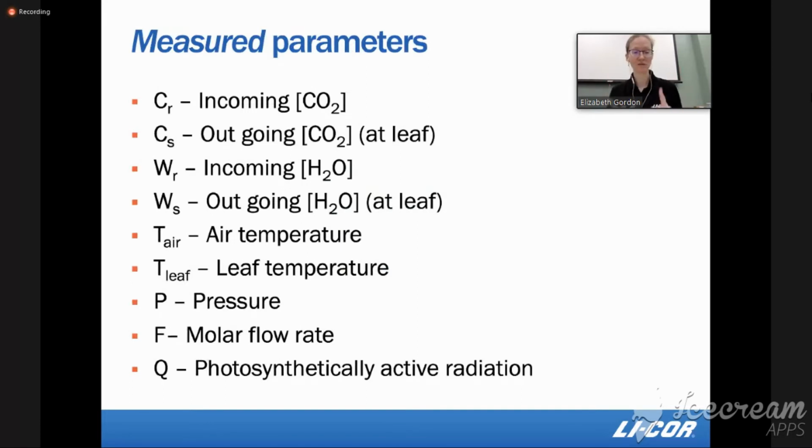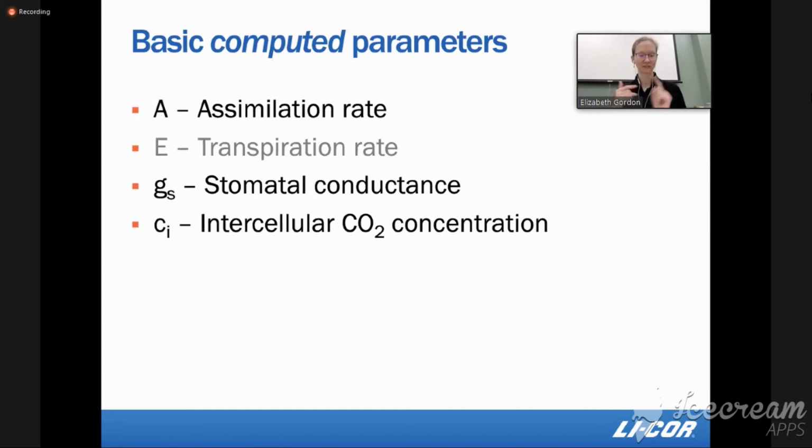So, measured parameters: incoming CO2, outgoing CO2, incoming water, outgoing water, air temperature, leaf temperature, atmospheric pressure, flow rate, photosynthetically active radiation. From these basic measured parameters, we can get assimilation rate, transpiration rate, stomatal conductance, intercellular CO2. Now, transpiration rate is in gray rather than in black because there are some assumptions that we make about transpiration rate that we have to keep in mind when we want to analyze our data. And we'll talk about that a little later. But transpiration rate is something that we measure in a chamber rather than in the natural environment, and that does affect the transpiration rate.